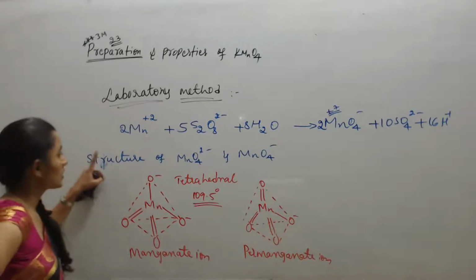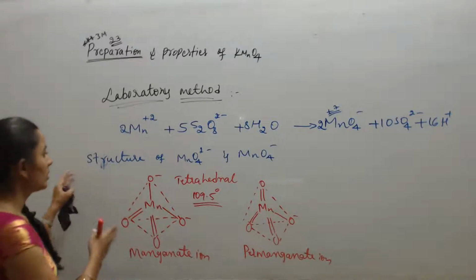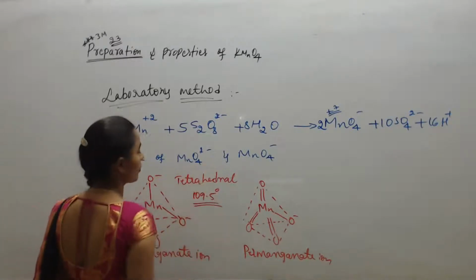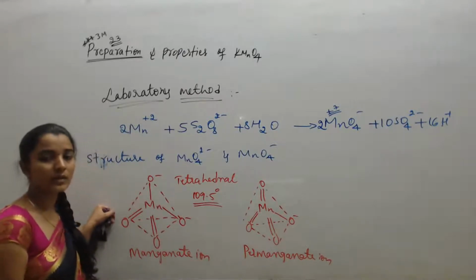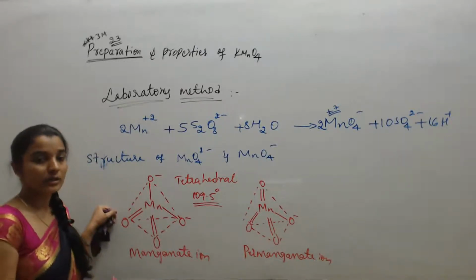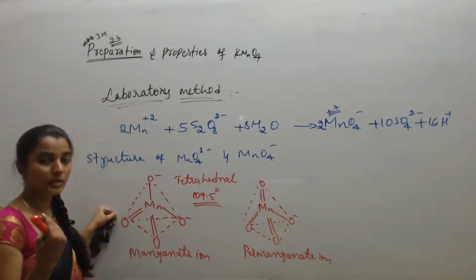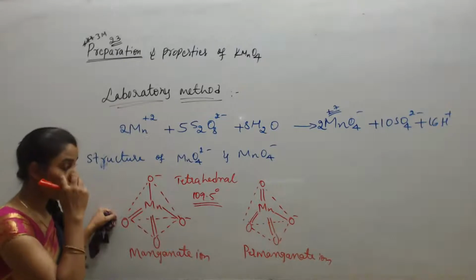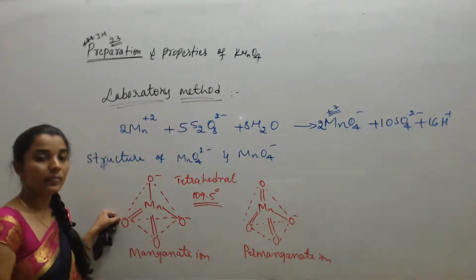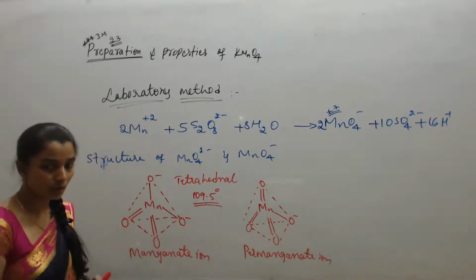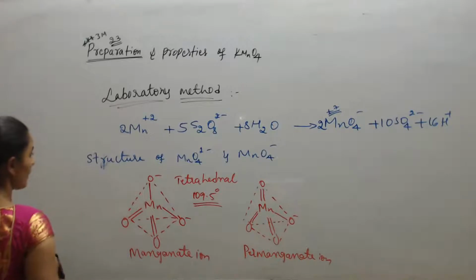Okay students, as I told you, the preparation of the first one is important. Along with that, the structures of MnO4 2 minus and MnO4 minus are important. But they will never ask you to write the structures in the examination. They simply ask how many sigma bonds are there, how many pi bonds are there, and what their bond angle and shape are. Like that they are going to ask in NEET or JEE. So this is all about preparation and structure of potassium permanganate.